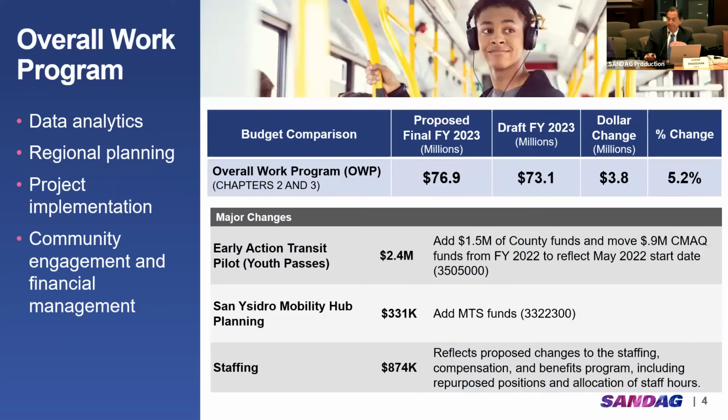Sandy? Thanks, Sanjay. So the first major program in the budget is the overall work program, which includes our data, planning and communications projects. This program increased $3.8 million from draft to final, primarily due to adding $1.5 million of county funds for the transit youth opportunity passes, and moving $1 million of federal funding from FY22 to 23 to reflect the May 1st start date. We also added $331,000 for the San Ysidro Mobility Hub Planning Project, those were MTS funds, and $874,000 of staffing changes that Melissa will discuss in a bit.